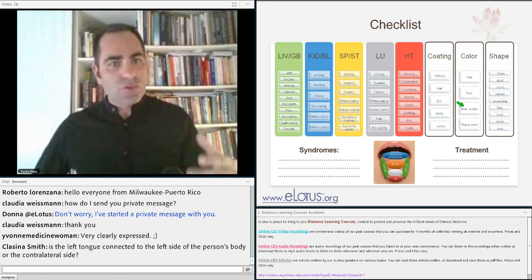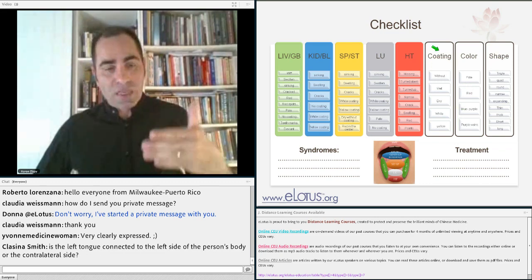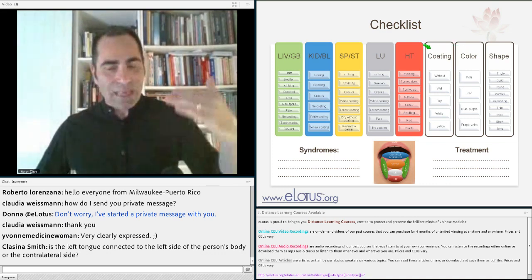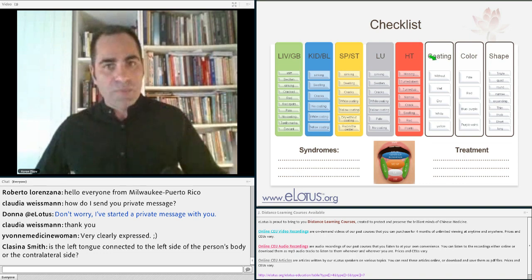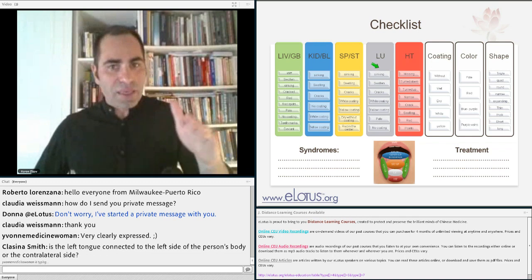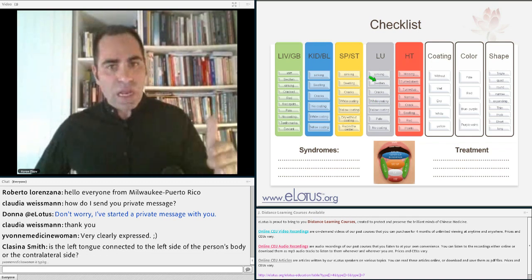Each one of these is connected to a specific syndrome. We can see that later on also. So I scan it, I look at the color, I look at the coating, and then I mark on the side the different syndromes. Then I go to the heart, check the tongue, different options, marking one of these. Then I go to the lung. If I have something, I will mark it. If not, I will skip to the next one, and so on.